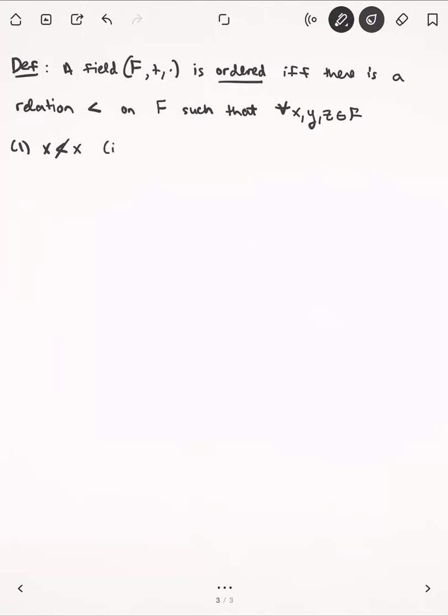Okay, so this is irreflexivity. It's also transitive. So if x is less than y and y is less than z, then x is less than z. Okay, so this is transitivity.